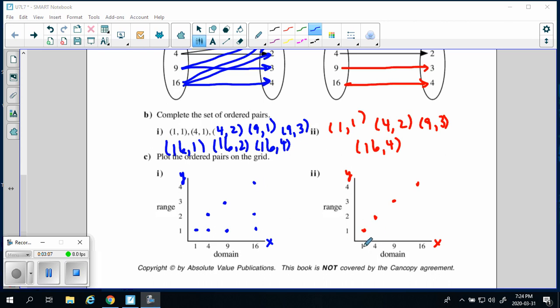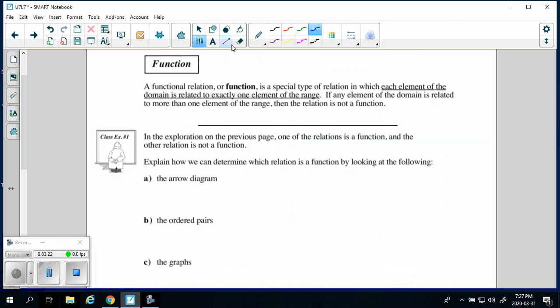But if you look at the red graph over here, any value of x you look up is only going to spawn one output. And that is the key to understanding why this is not a function, but this is a function. So the definition of a function is a special type of relation in which each element of the domain is related to exactly one element of the range. Another way to explain that is if you put an x value in, it only gives you one y value out. So if any element of the domain is related to more than one element of the range, then the relation is not a function.